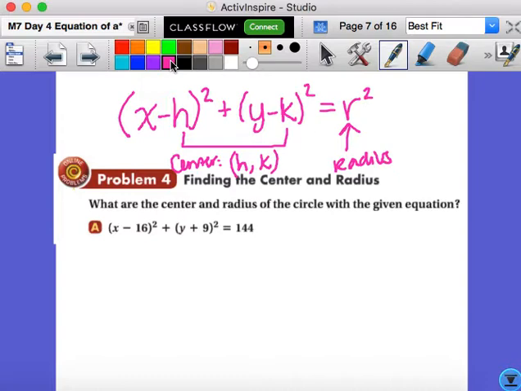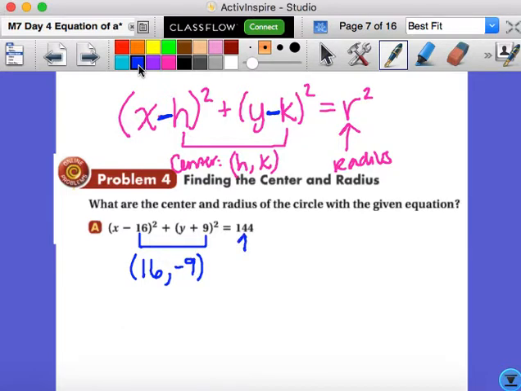Now do notice here that we do have a negative symbol here. So whenever I bring out the h and k values, because there's a negative in the standard format, that tells me I need to change the sign of that number to identify the center. So when I change the sign of these two values here, that means my center is at 16, negative 9.